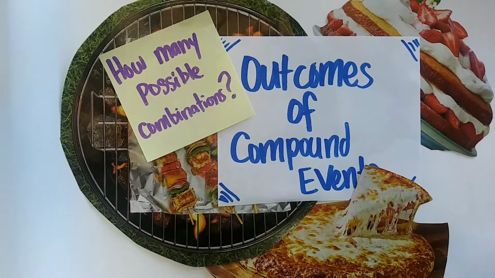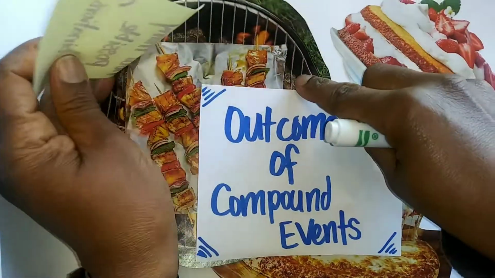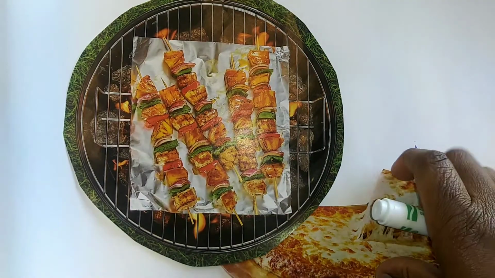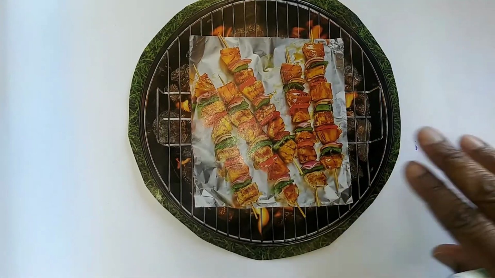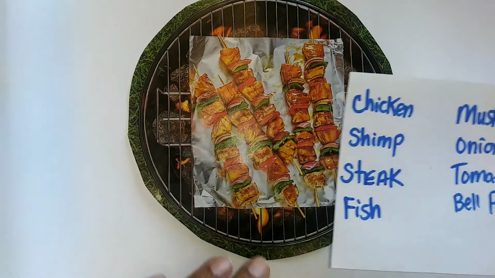In this video, we will be discussing outcomes of compound events and determining how many different possible combinations there are. So here we're going to talk about cake, we're going to talk about pizza, and we're going to also talk about kebabs. But let's start with these kebabs. So you all are having a get-together, and with these kebabs, there are different options that you have.